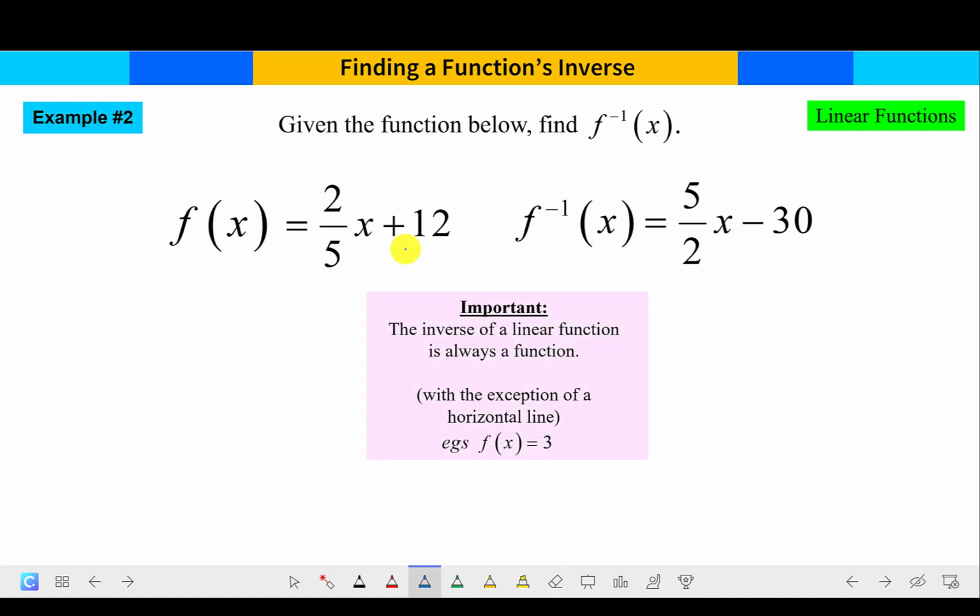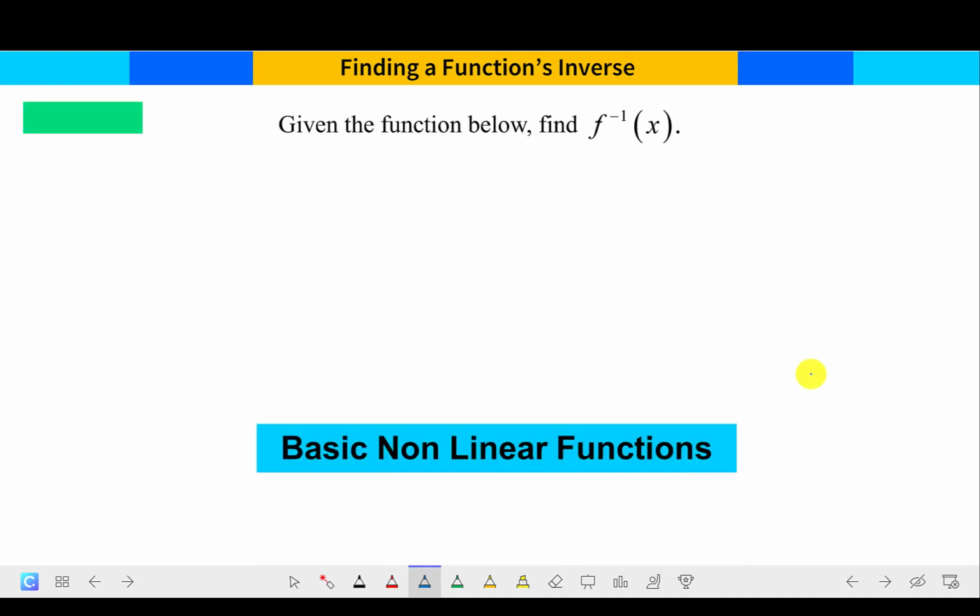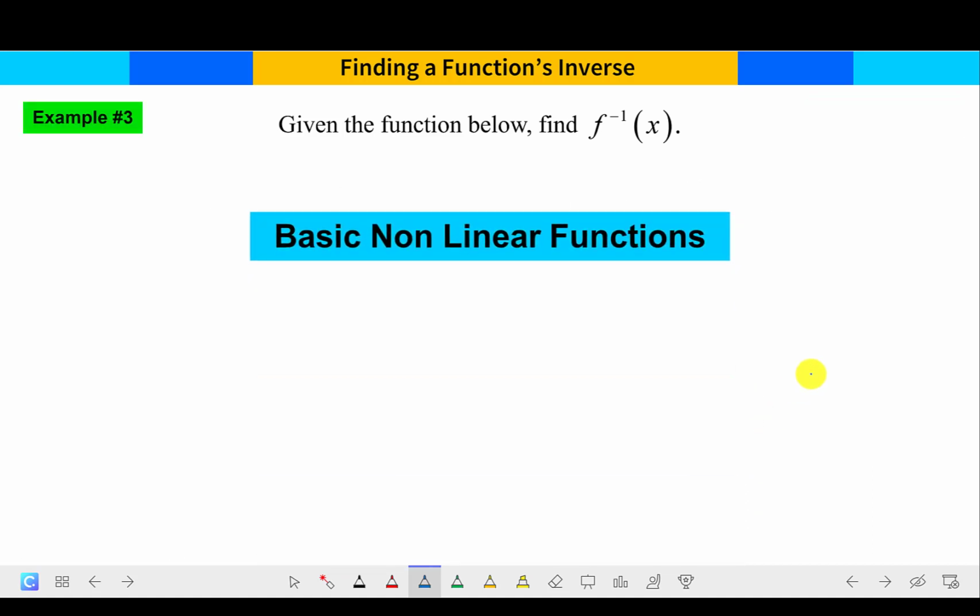Linear functions, the inverse of a linear function is always a linear function, except for horizontal lines. Those are not inverses, because the inverse of a horizontal line would be a vertical line, which is of course not a function. Okay, now let's look at some basic nonlinear functions. Linear, pretty simple. Nonlinear, not that much harder, but just takes a little more thinking.